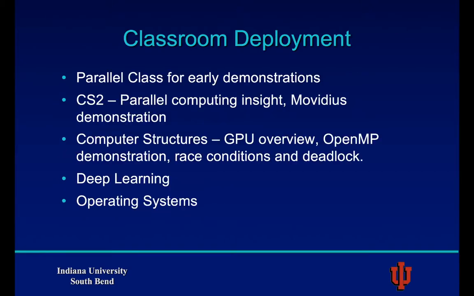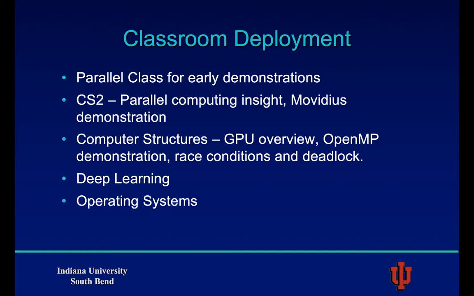In the classroom, we use it for the parallel computing class for early demonstrations, then move on to more capable machines. For CS2, we use it to give them an insight into parallel computing, a little bit about deadlock. We also use the Movidius compute sticks in a demonstration where students stand in front of a camera and it tries to guess their age.